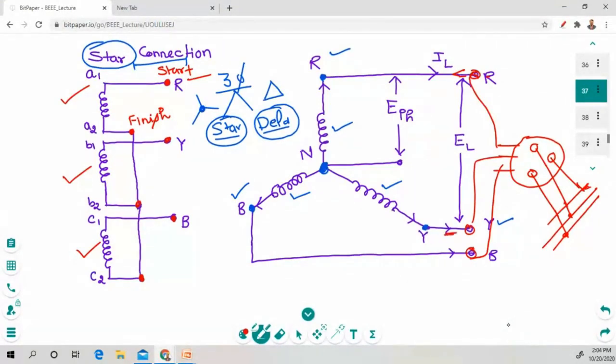This current, IY, is flowing right here. It is a line current. And this IB current flowing right here is called a line current. Okay, so we can represent it as IB, we can represent it as IY, and we can represent it as IR. Okay, so all these currents are line currents.